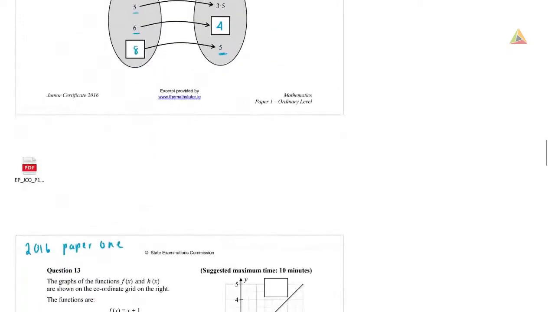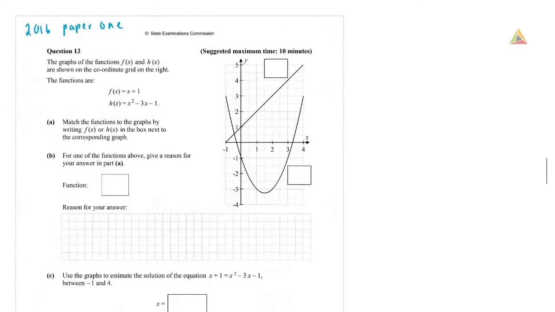So we're going to go on now to the next question. This is 2016 paper 1, and this time we're looking at question 13. So the graphs of the functions f of x and the h of x are shown on the coordinate grid on the right. The f of x is x plus 1, and the h of x is x squared minus 3x minus 1. Match the functions to the graphs by writing the f of x or the h of x in the box next to the corresponding graph.